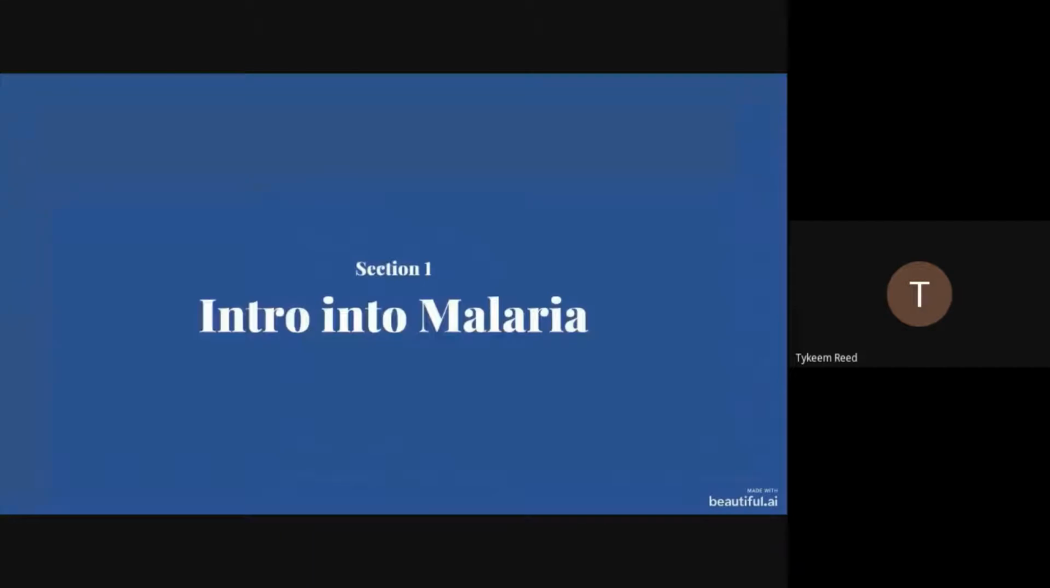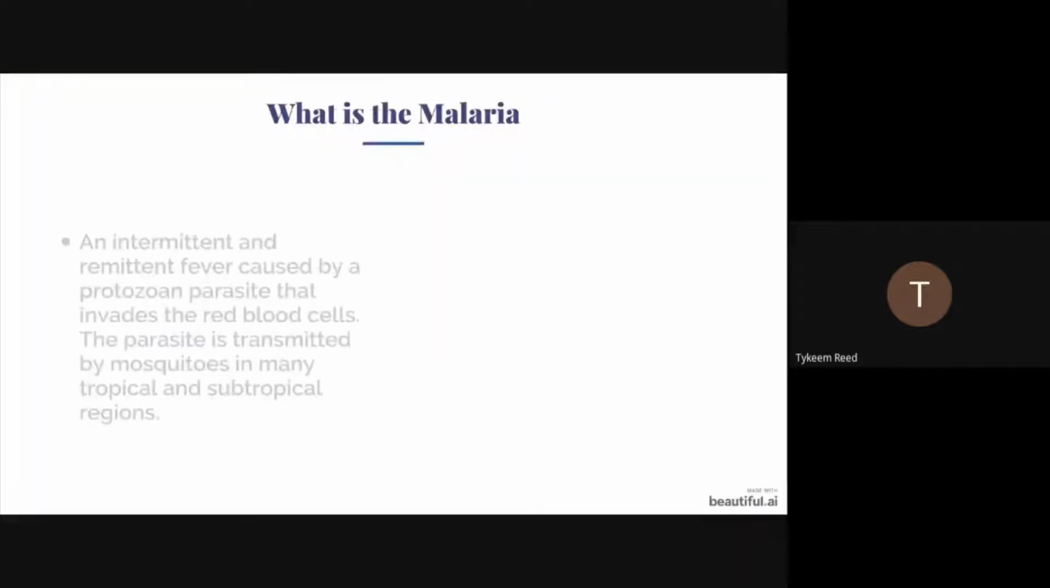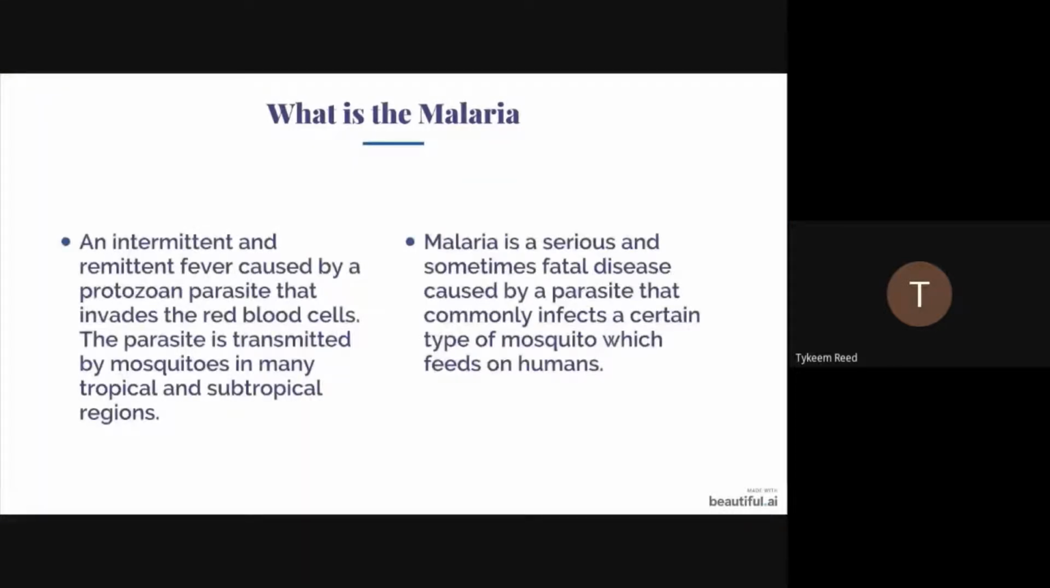Intro into malaria. So, what is malaria? Malaria is a serious and sometimes fatal disease caused by a parasite that commonly infects a certain type of mosquito which feeds on humans. It is also an intermittent and remittent fever caused by a protozoan parasite that invades the red blood cells. The parasite is transmitted by mosquitoes in many tropical and subtropical regions.